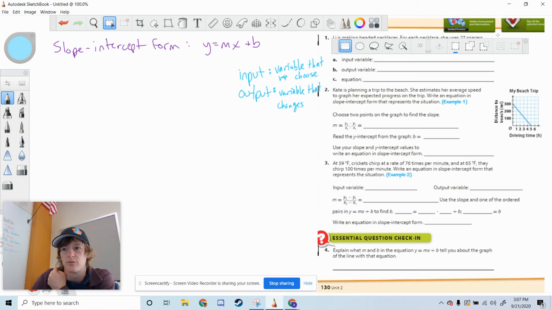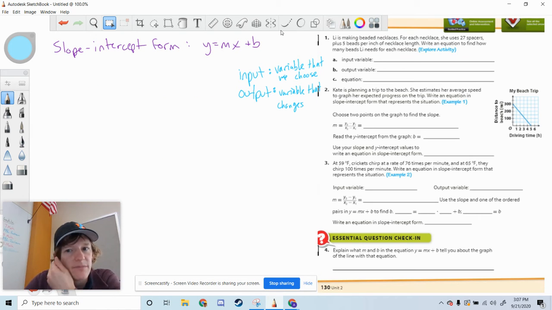So let's look at number 1 here. Number 1 says Lee is making beaded necklaces. For each necklace, she uses 27 spacers. So she starts at 27 spacers no matter what, plus 5 beads per inch of necklace length. So when we see per inch, that's going to tell us this is our slope. It's 5 times however many inches. So how many inches do we have? We're going to have x inches. Write an equation to find how many beads Lee needs for each necklace.